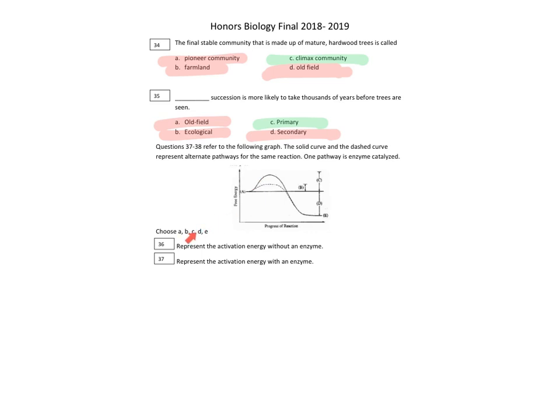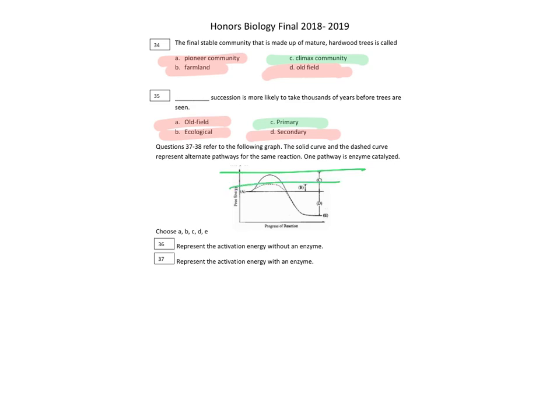So which one of these represents the activation energy without an enzyme? It's not A, because A is the baseline energy. It's not E, because that's what's at the product. These are reactants. These are products. The progress of the chemical reaction. So it's either B, this one, or it's C, this one. Remembering that what we're doing here is drawing a dotted line across. So let me do that again. Here's C, and there's B, right?